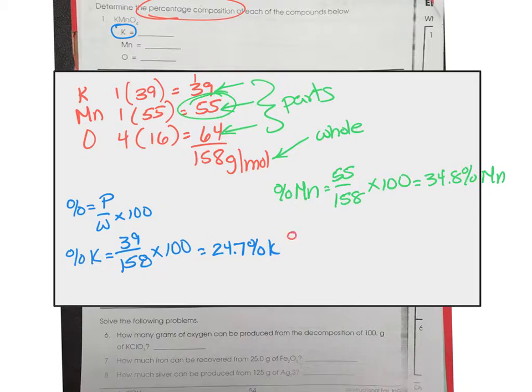And then finally, we can do the percent that's oxygen. I'll do that in red, so it's in a different color. We're going to do the part that's oxygen, which happens to be 64. We're going to divide it by 158 times 100. And you get 40.5% oxygen. Now these three numbers, 24.7, 34.8, and 40.5, should add up to 100%. So that's another way to check your math.